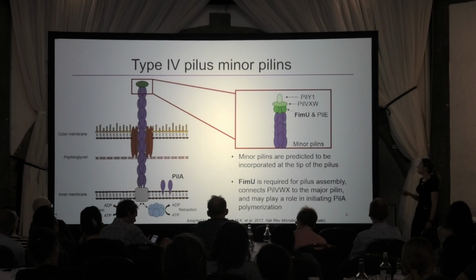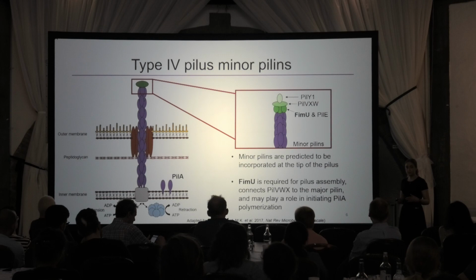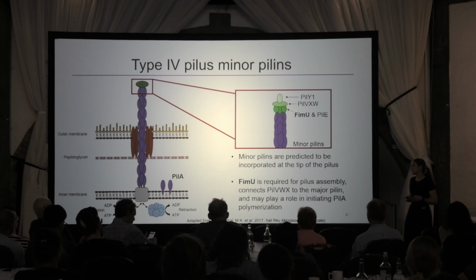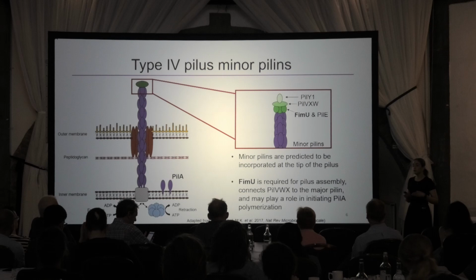And all these minor pilins are required for proper type 4 pilus assembly and function, and it's thought that they may actually play a role in initiating PilA polymerization. So our question became, why do these F10-like phages encode a protein that shows sequence similarity to the type 4 pilus protein FimU? And we thought the answer to this question could lie in superinfection exclusion. Perhaps they're blocking the infection of other type 4 pilus dependent phages, and we thought maybe this could tell us something about how these phages are interacting.